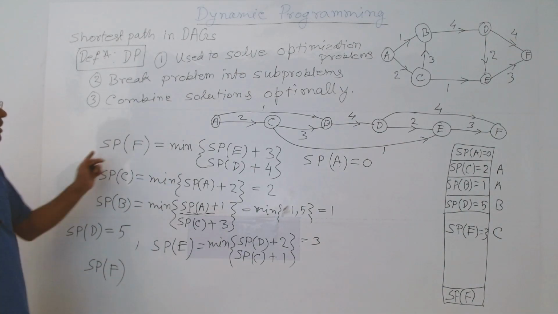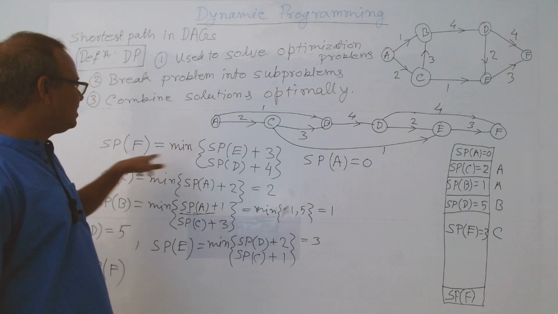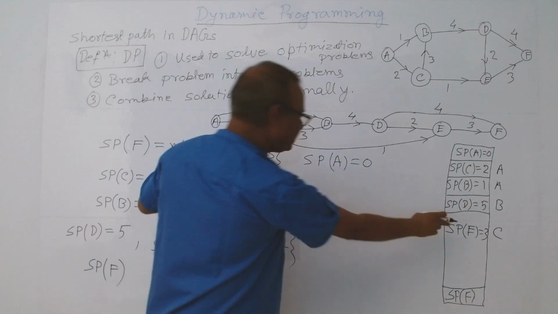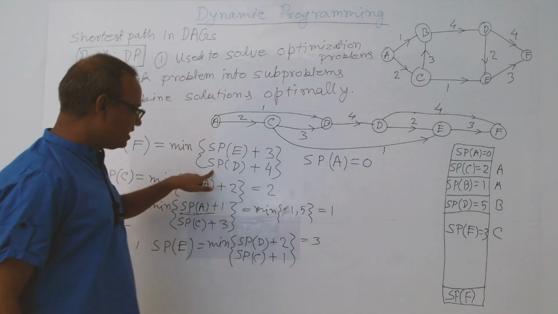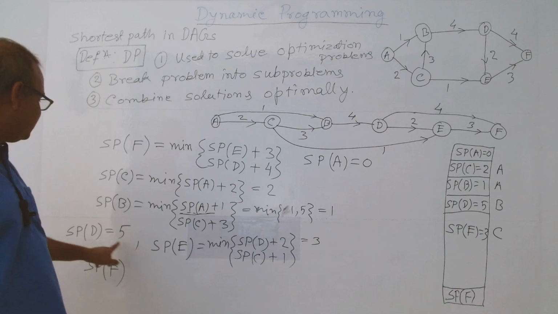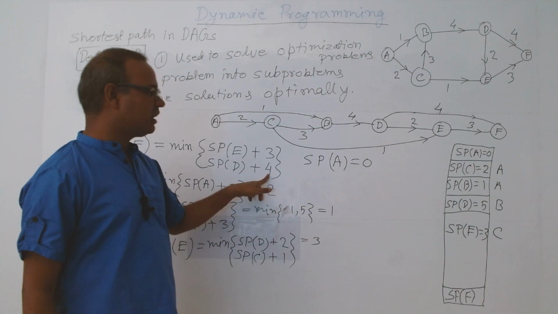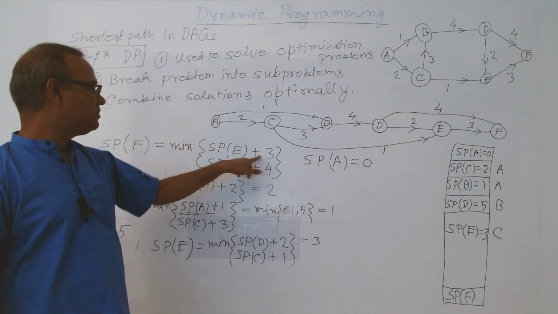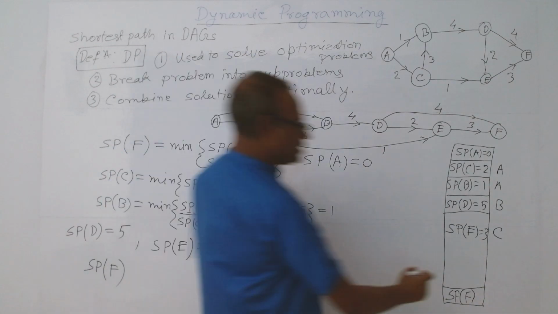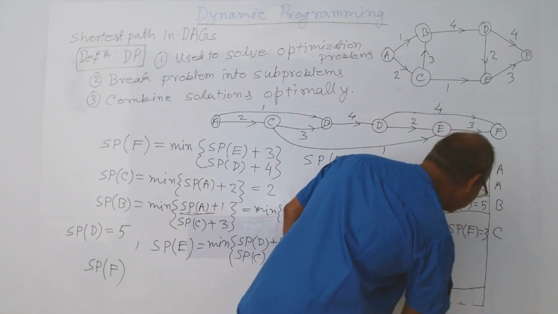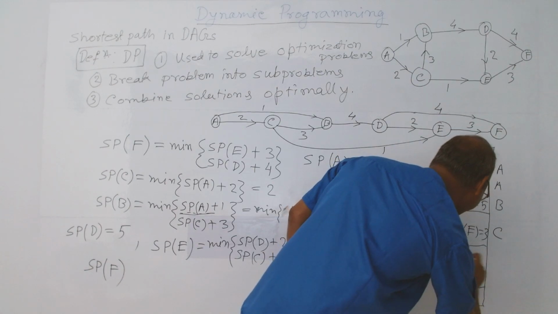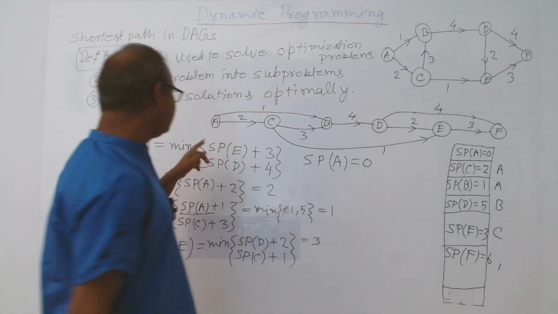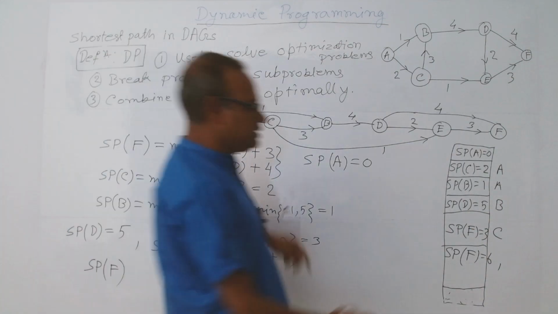Okay, we already have these things, so let's put the value. Now we know SP at E. What is the value of SP at E? It is 3. 3 plus 3 is 6. And SP at D is 5, so 5 plus 4 is 9. Which one is minimum between 6 and 9? 6 is minimum, so we are going to choose this. Let's write it here, 6, and we have to record the option it is coming from, E.